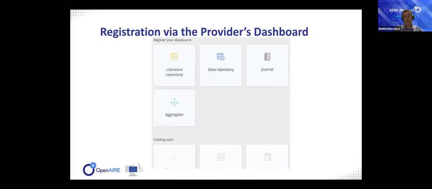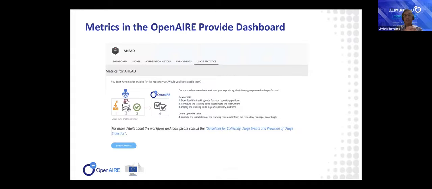How can you join the service? As Pedro mentioned, you can join the service via the registration in the provider's dashboard. From there, you can find all the required information and the steps that need to be performed in order to join the service. For example, you have to download the required software for your repository, configure the tracking code, and deploy the software. And from our side, the OpenAIRE side, we will validate the installation of the software, and we will inform you accordingly in order to be able to view your usage statistics.